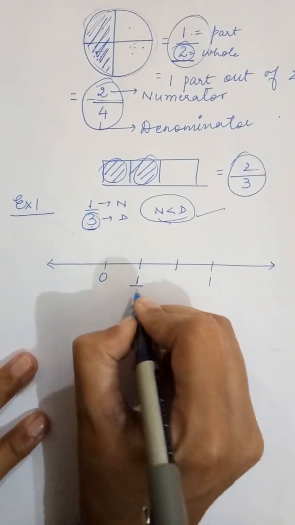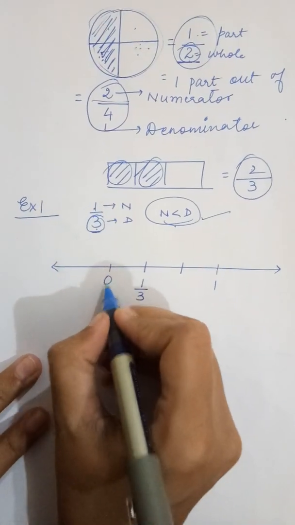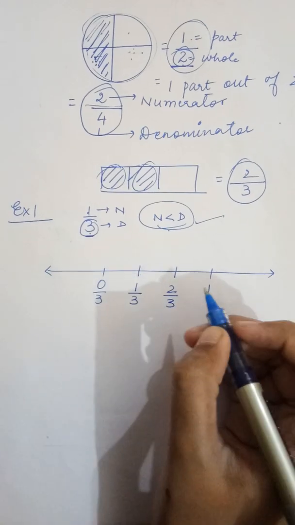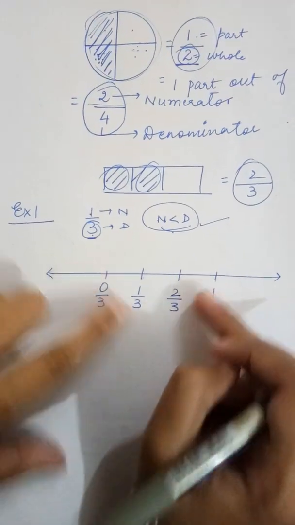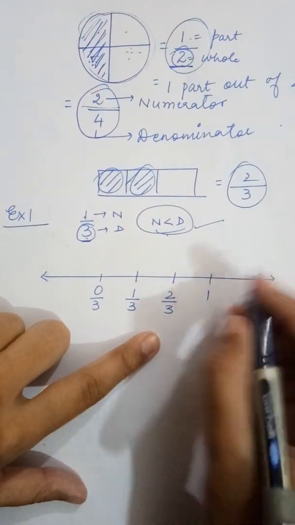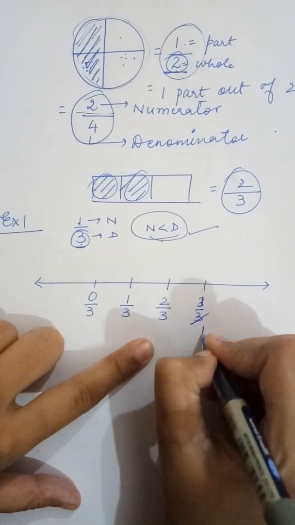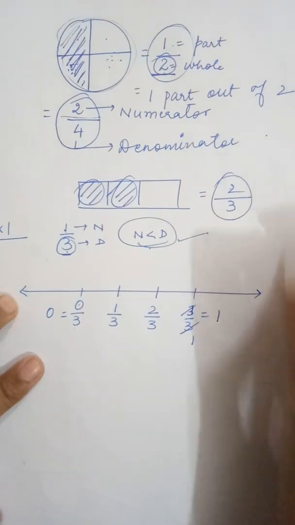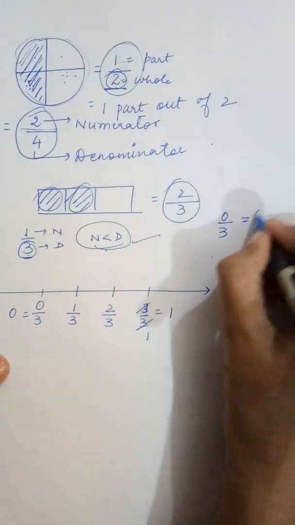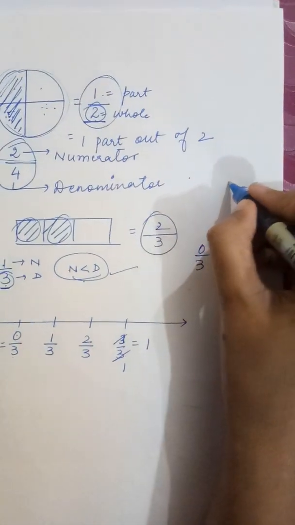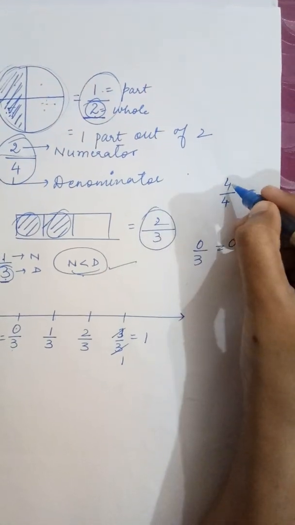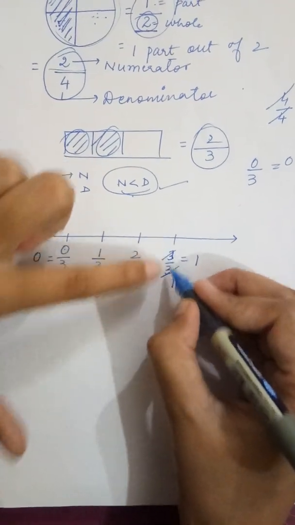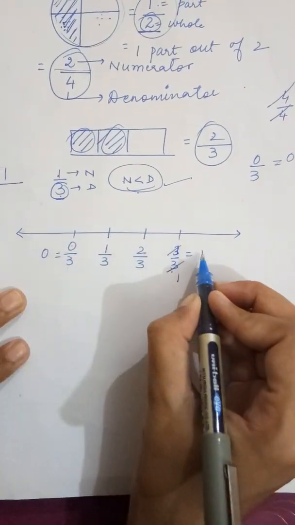Now next, what is it going to be? This means this is 0 upon 3. This is 1 upon 3. This is 2 upon 3. This means that out of 3 parts, this is the second one. And this is 3 upon 3, because when I cancel it, it will give me 1. And this 0 upon 3 will give me 0 only. If I divide 0 by any number, it will give me 0. And if I have the same number in the denominator and in the numerator, if I cancel it, what will come? 1. So similarly, instead of writing the same numbers, I will write here 0 and 1.